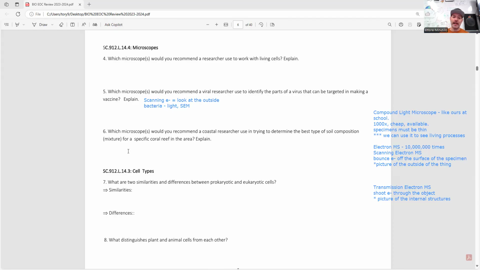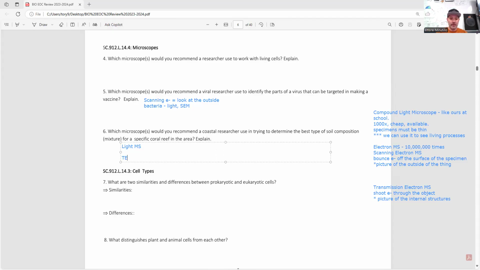Question 6, which microscope or scopes would you recommend a coastal researcher use in trying to determine the best type of soil composition for a specific coral reef in the area? This one's going to be more than one microscope. If we're looking at soil and we're looking at the mixture of this soil, just looking at the top or the outside of it probably wouldn't be quite as useful. This is one where I would definitely be bringing in our light microscope, because as we analyze the different parts and split things up and just look at the general structures of what's there, we'd be able to get some use out of that.